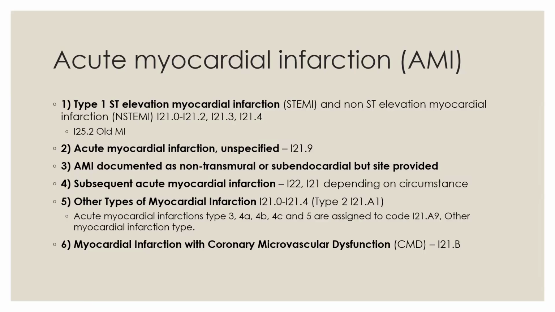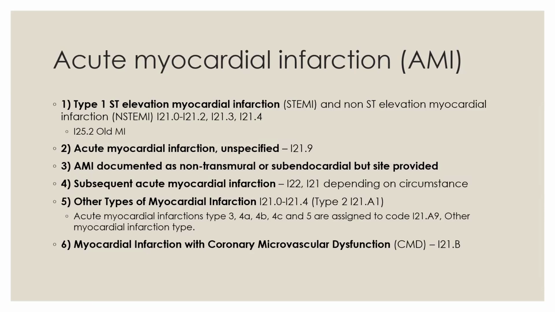A code from category I22 must be used in conjunction with the code from category I21. The sequencing of the I22 versus the I21 depends on the circumstances of the encounter. Do not assign code I22 for subsequent myocardial infarctions other than type 1 or unspecified.